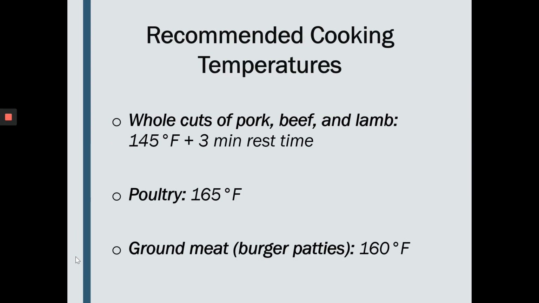Here are the USDA recommended cooking temperatures for meat and poultry. For whole cuts of pork, beef, and lamb, the recommended temperature is 145 degrees Fahrenheit, plus a 3-minute rest time. This means when your meat reaches 145 degrees Fahrenheit, you can remove it from the heat source and wait for 3 minutes before consuming it. During the rest time, the meat's temperature stays at 145 degrees Fahrenheit or higher, which kills harmful bacteria.